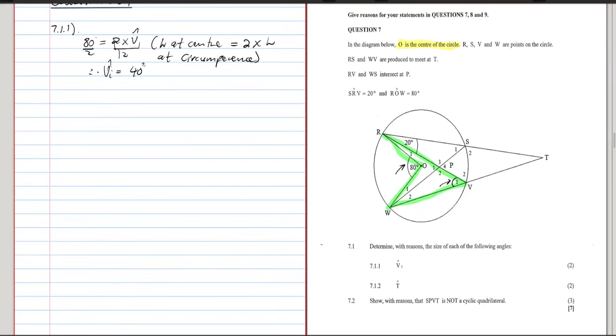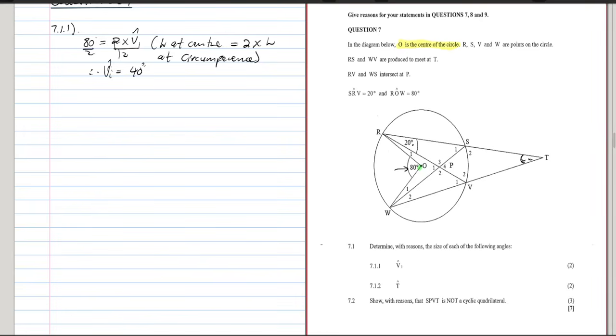There we go. Angle V1 is equal to 40 degrees. Now we have to calculate angle T, this angle right here. Okay, let me clear up the diagram. Again, you're going to look for ways to find a relationship that exists between 80 and T. If no theorem can be applied between the 80 and the T, skip to the next angle. What about 20 and the T?